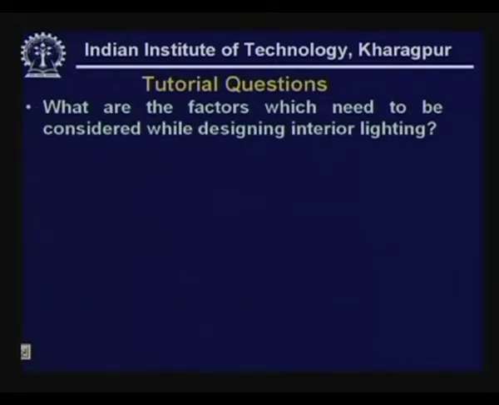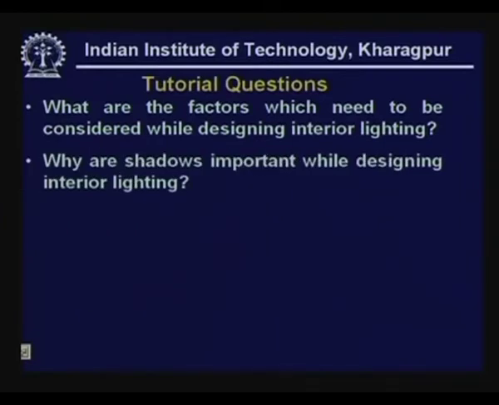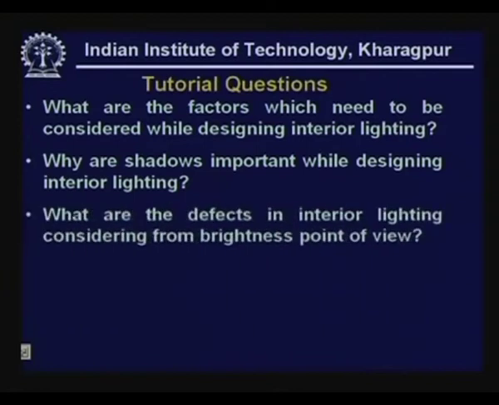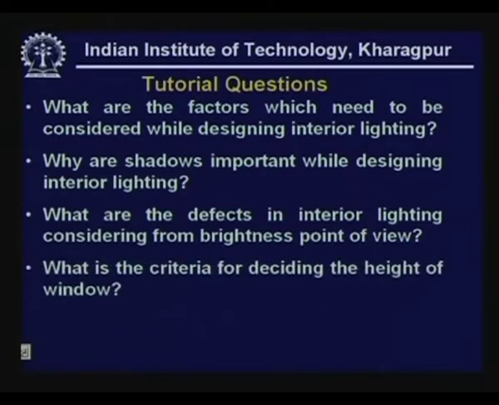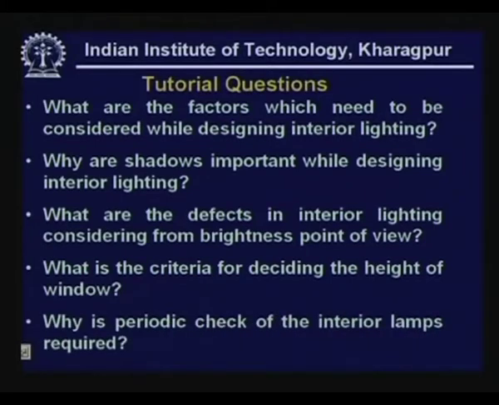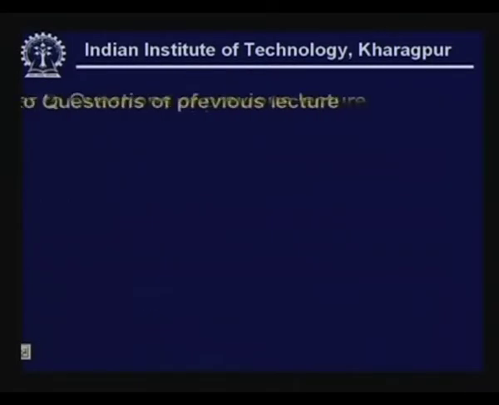The questions: What are the factors which need to be considered while designing interior lighting? Why are shadows important while designing interior lighting? What are the defects in interior lighting considering from the brightness point of view? What is the criteria for deciding the height of a window? Why is periodic check of the interior lamps required?